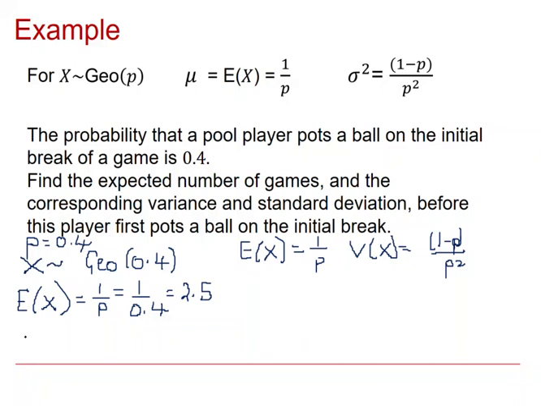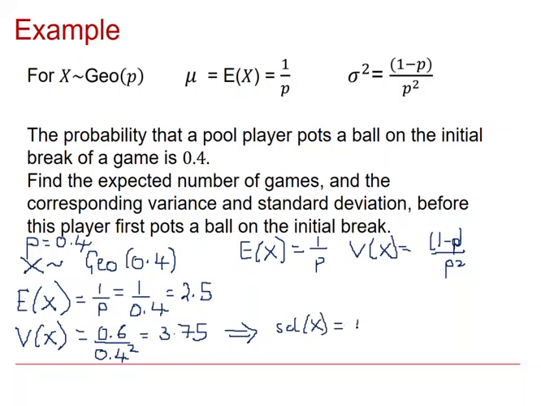And then to find the variance, it is 1 minus p, so that's 0.6, divided by p squared, 0.4 squared, which gives 3.75, and that implies that the standard deviation of x, or sigma, will be the square root of 3.75, which is 1.94.